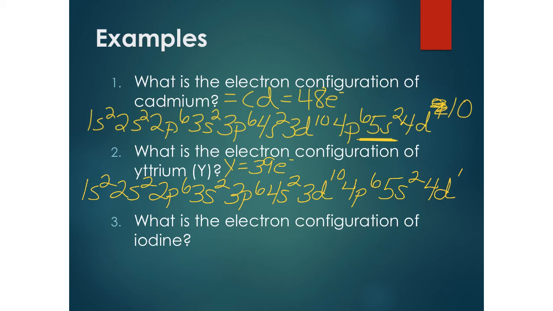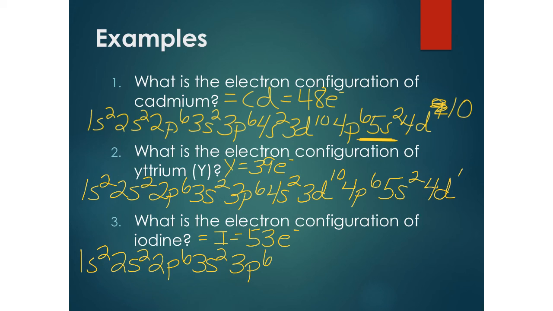All right, the last one, iodine. And that is atomic number 53. So we got 53 electrons. So 1s2, 2s2, 2p6, 3s2, 3p6, 4s2. Then we go into d.